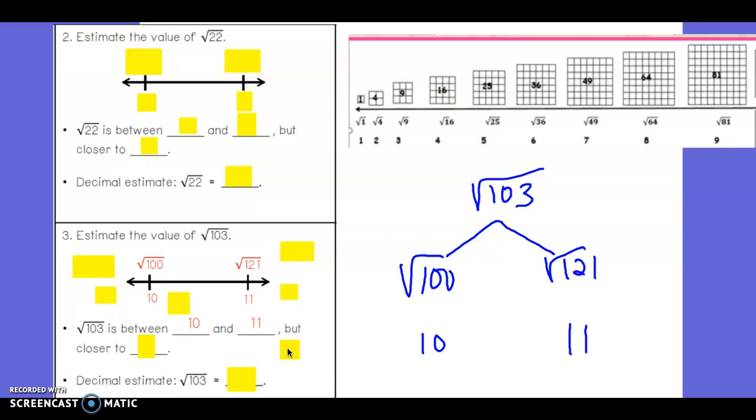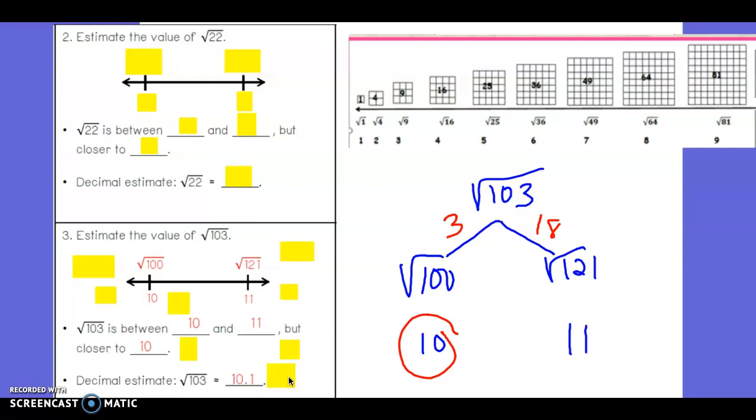So now I have to figure out what it's closer to. Well, this one's pretty obvious. The square root of 103 is only 3 away from 100, but it is 18 away from 121. So it's definitely going to be a lot closer to the number 10. It's going to be very close to it since it's only 3 spaces away. So an estimate could be maybe about 10.1 or 10.2.